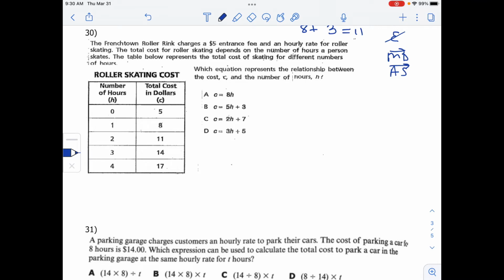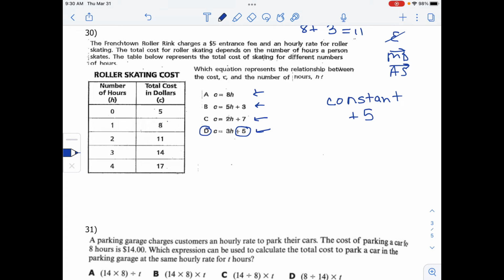All right, so we know they charge a $5 entrance fee. So no matter how many hours we're going to roller skate, we have to pay the flat $5 fee. We talked about this when we were defining terms with algebra, and that is our constant. The fact that we have to pay a $5 flat fee, that's our constant. So as I'm looking at each of these options, there's only one that has a constant of 5, and that's choice D.